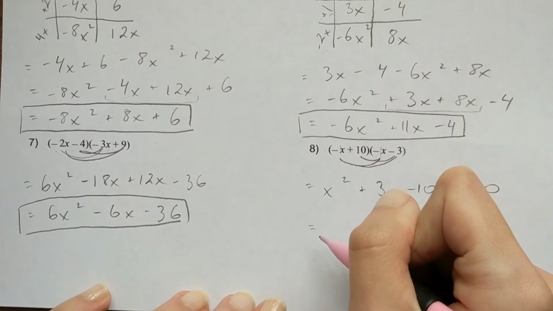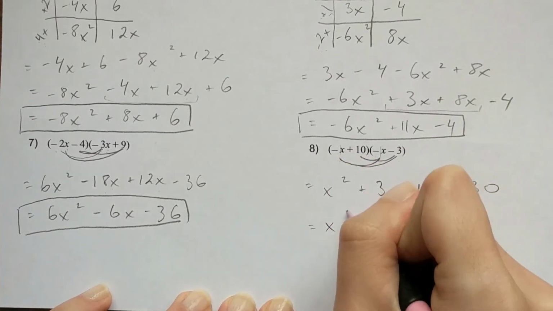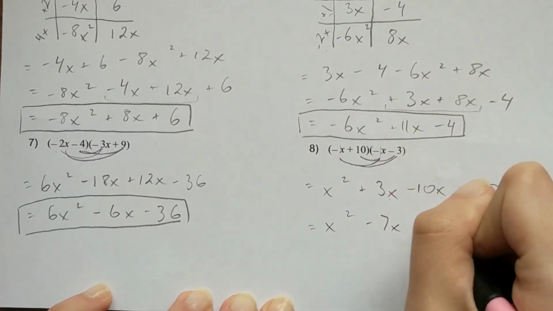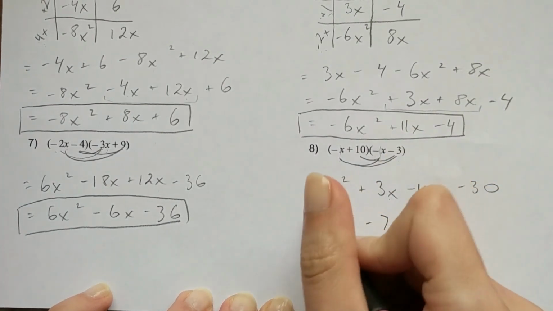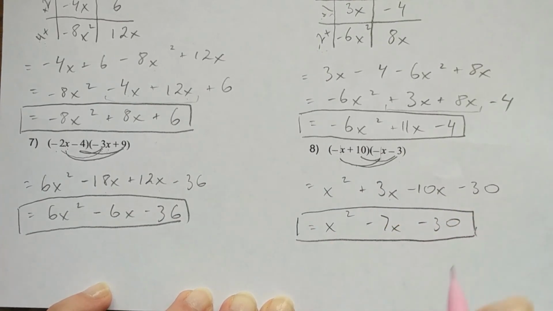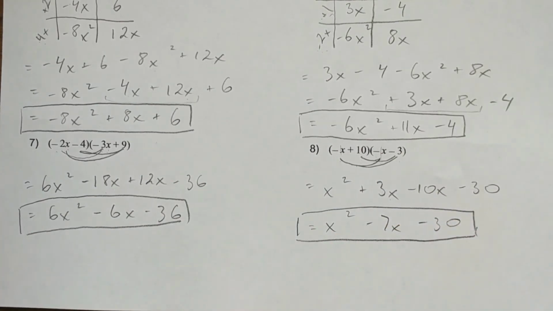I go ahead and collect my like terms in the middle here. 3x minus 10x is negative 7x. And my final answer is x squared minus 7x minus 30. And that's that.